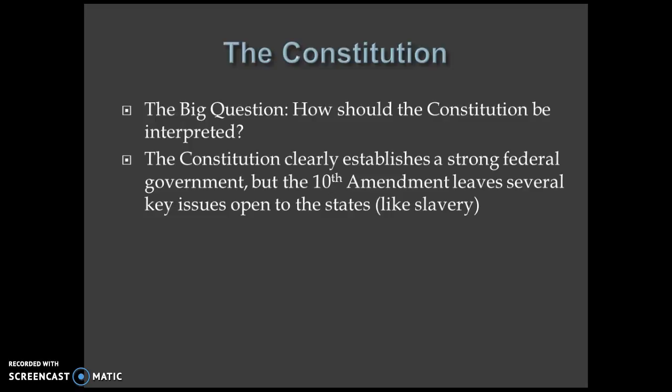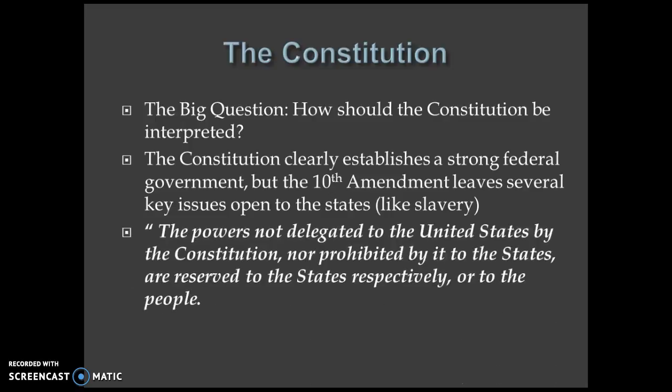But should slavery, where it exists, be allowed to continue? That question is not really answered in the Constitution directly. So it's, how do you interpret it? Here's what the 10th Amendment says. The powers not delegated, which means not given to the United States by the Constitution, which is basically saying if the power is not given to the U.S. government, the federal government, directly in the Constitution, it's not written in there as a power of the federal government, and it's not expressly prohibited to the states, they are reserved to the states respectively or the people.